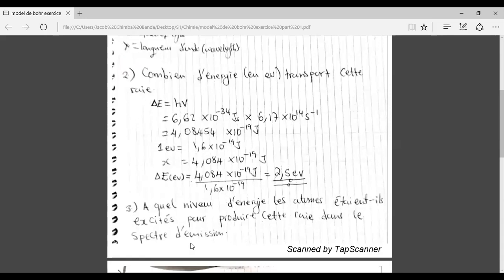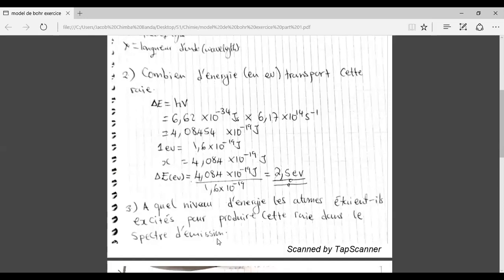So here, the key point is that the question is asking us: at what level of energy were the atoms excited to produce this ray in a spectrum of what? Emission. So the first point you should note here is emission. And the second point you should note here is niveau.